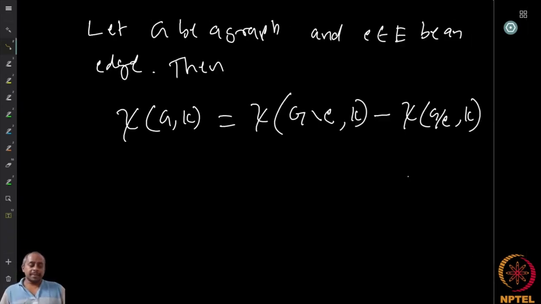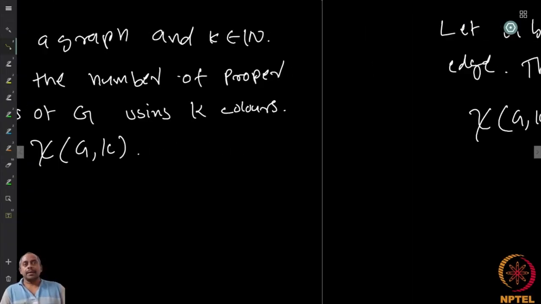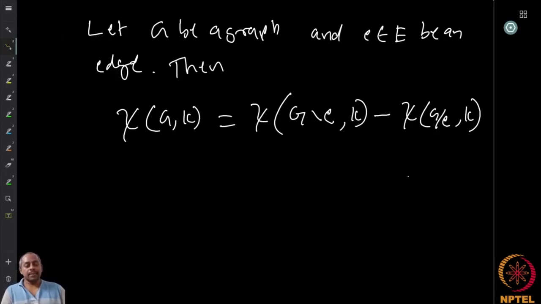Now my claim is that this parameter chi of G comma K satisfies the following identity. Given a graph G and any edge E in the graph, we will assume that all our graphs are simple for the time being. Even otherwise, many of these things hold, but we will not work with that assumption. So given a graph G and an arbitrary edge E, the number of proper K-colorings of G is equal to the number of K-colorings of G minus E, minus the number of K-colorings of G contraction E.